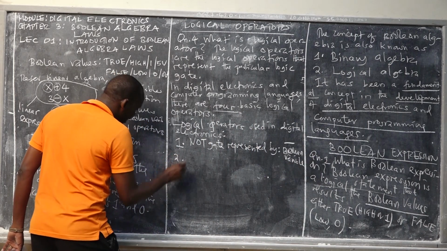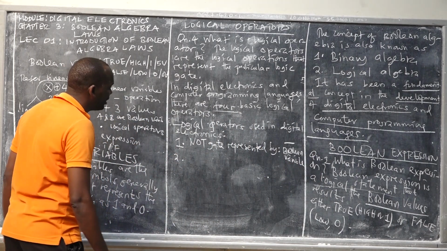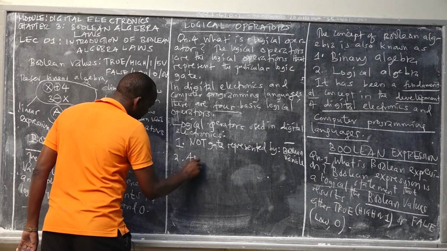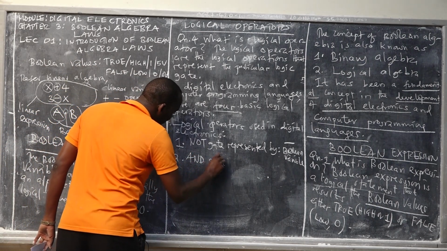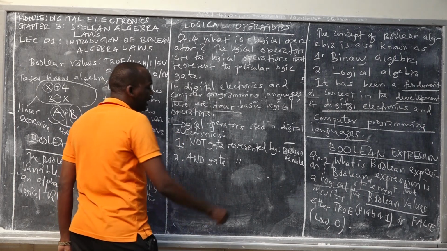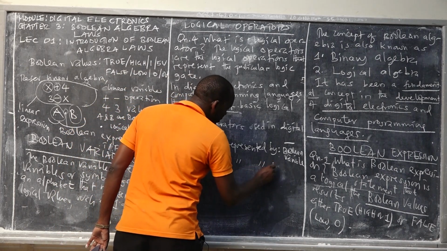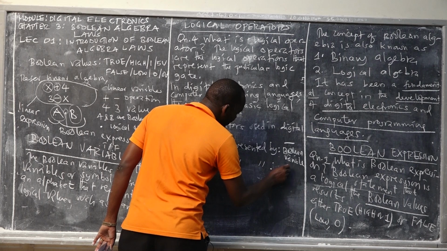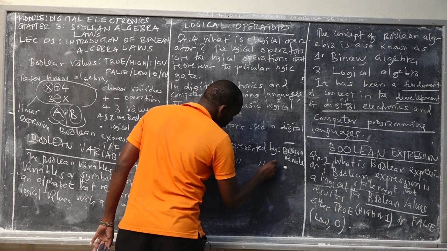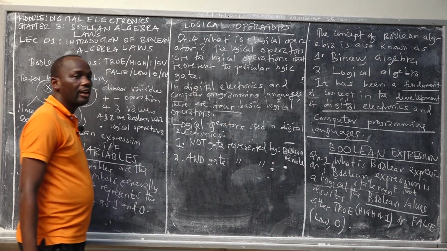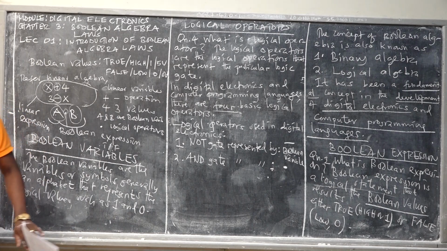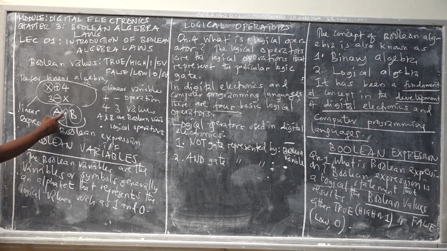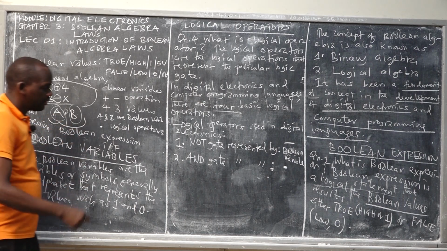Then the second logical operator used in digital electronics is the AND gate. How do we represent the AND gate? The AND gate is represented by a dot. That dot will be between the 2 Boolean variables. This is the AND gate.